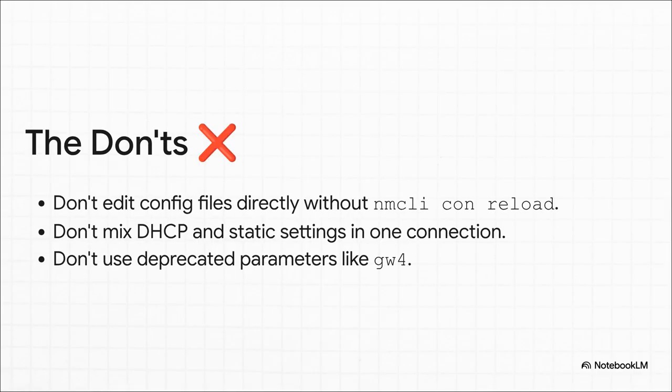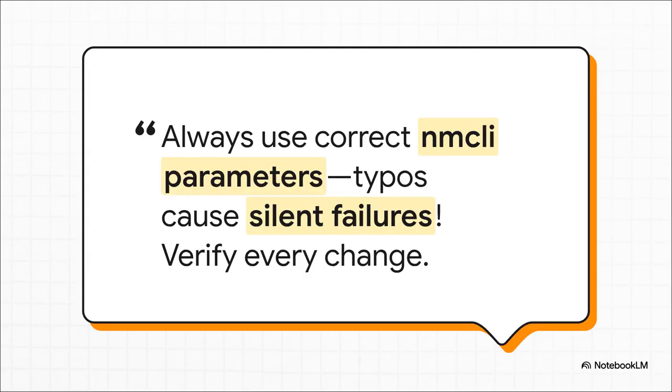And here's what to steer clear of. Try not to edit those config files by hand unless there is absolutely no other way. And please, never ever mix DHCP and static settings in the same connection profile. That is just asking for weird, unpredictable problems. Look, if you only remember one thing from this entire explainer, let it be this. NMCLI is incredibly precise. One tiny typo in a parameter can make the whole command fail silently without giving you a good error. So double-check your spelling, double-check your syntax, and you know the drill.